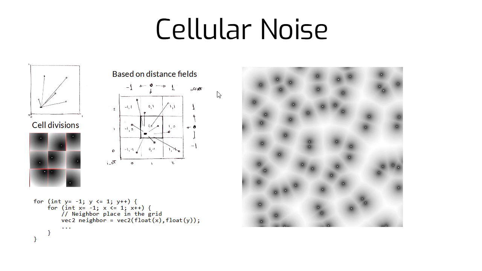Cellular noise is based on distance fields, the distance to the closest one of a set of feature points. To avoid unnecessary calculations, we divide the total space in cells. Then we only take into account the point of the initial cell and the points that are inside the adjacent cells, a total of 9.